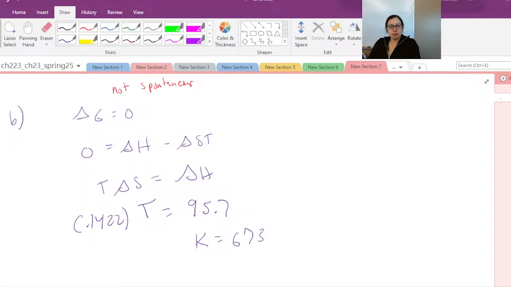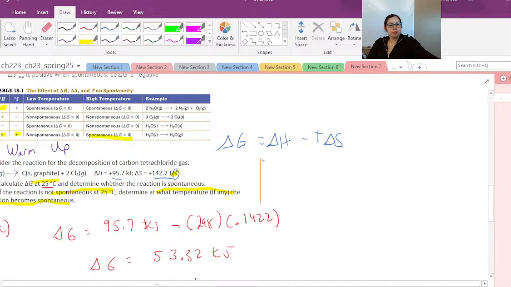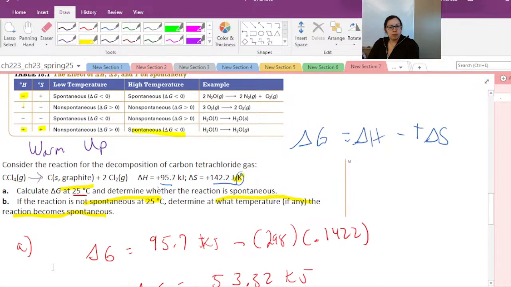Could you go back to the chart that you had for the initial color? I was confused because it shows that at low and high temperatures, it can be spontaneous or non-spontaneous.